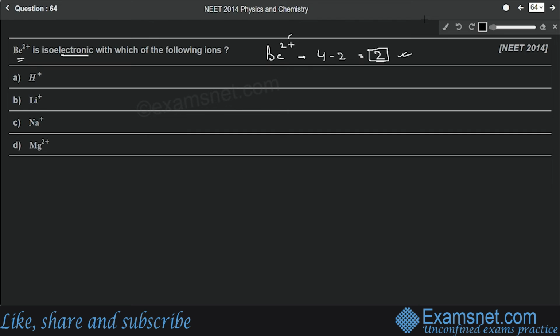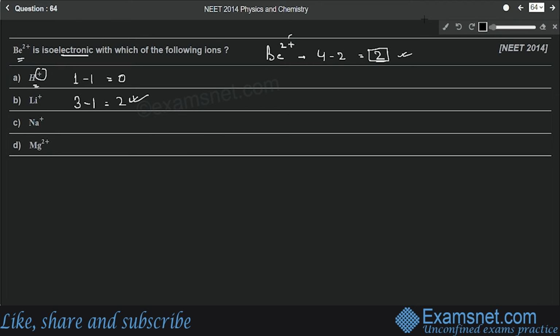Okay. So let's check which one of the given options has 2 electrons. In the first option we have H plus. So hydrogen has only one electron and one plus charge, that means minus 1. So no electron is available in H plus ion. Okay. In the second option we have lithium plus ion. So lithium atom has 3 electrons and one plus charge means one is removed. So 2. So yes, this also contains 2 electrons, same as Be2 plus ion.